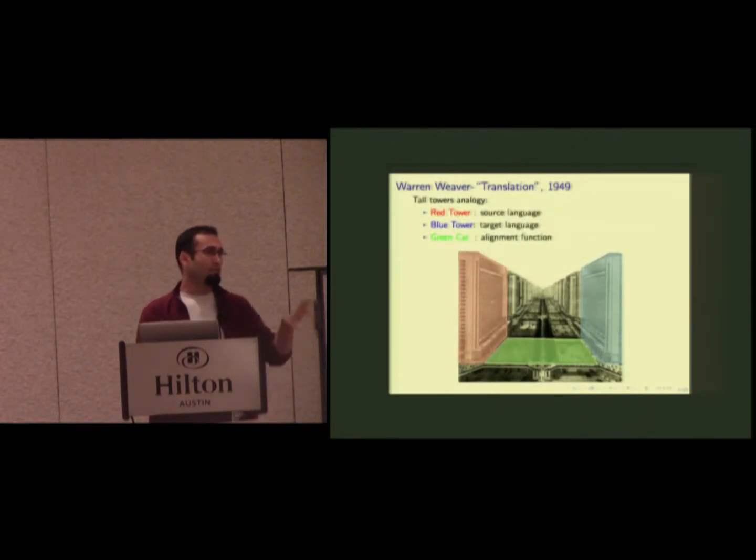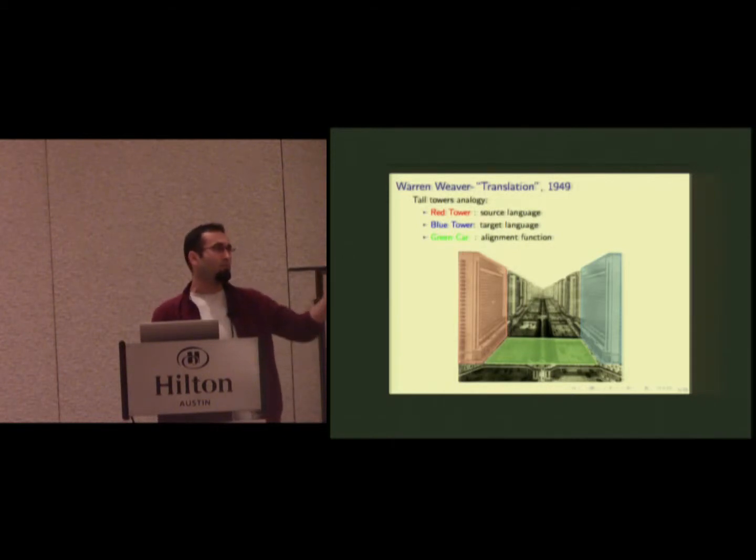So how does the color coding land into the interlingua? We can think of the red tower as an encoder of a language, the blue tower as the decoder of another language, and we can think of this alignment function, the attention module, as the behavior of a car, an individual car. It gets its passenger and it passes the right information to the right position on the decoder.